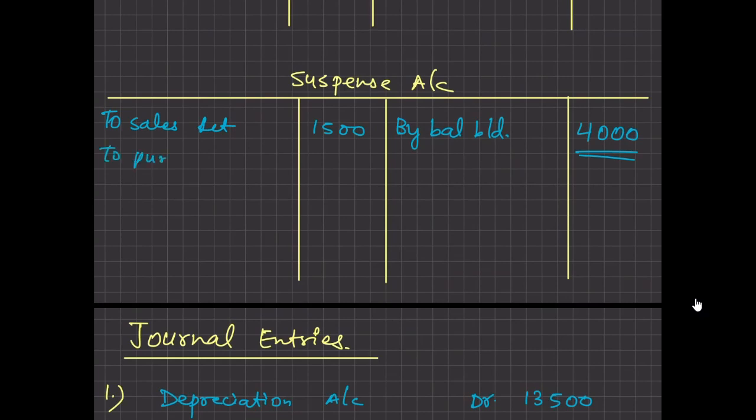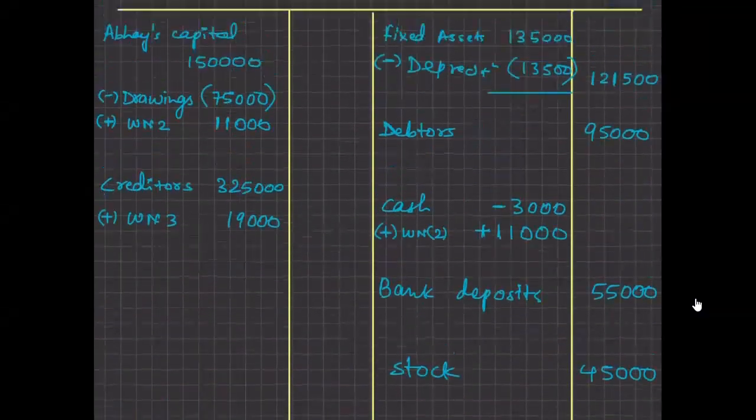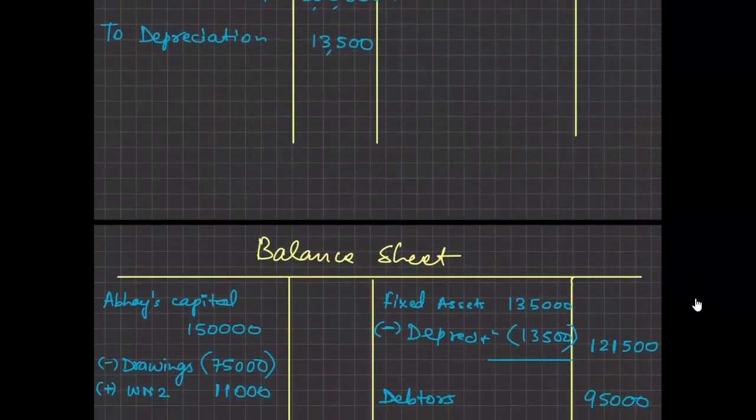and to purchase return account of 1500. Now this is the journal entry. I have done the postings. Now I will also correct in my trading account.